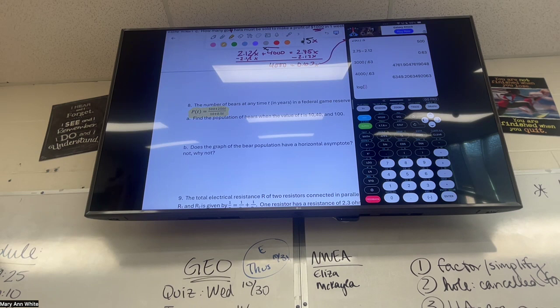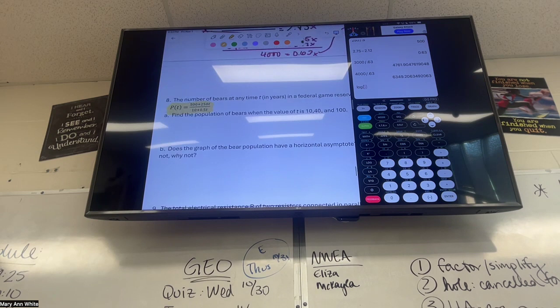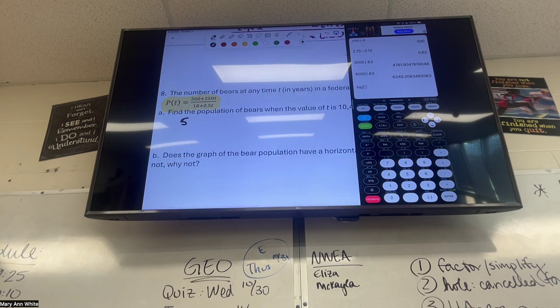How would we find the population? Plug it in. Let's share the burden. Girls, can you plug in 10? Boys, can you plug in 40? And then I'll plug in 100. And then we'll share the work, okay? I actually had a little bit of a problem plugging this in earlier today, so make sure that you know how to plug it into the calculator and see if you get the same answers as me.